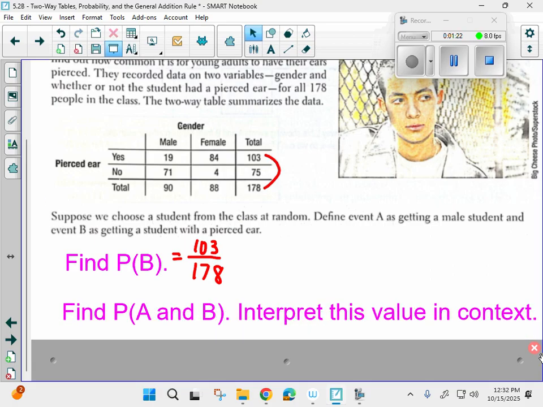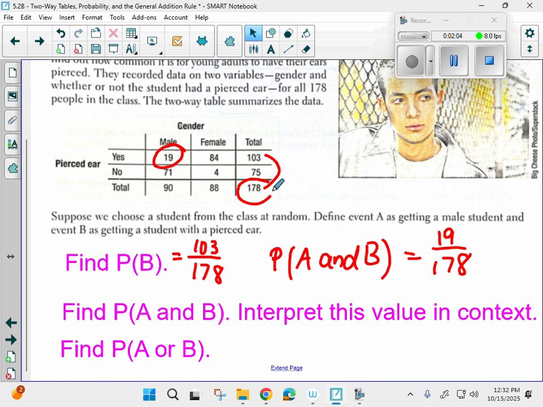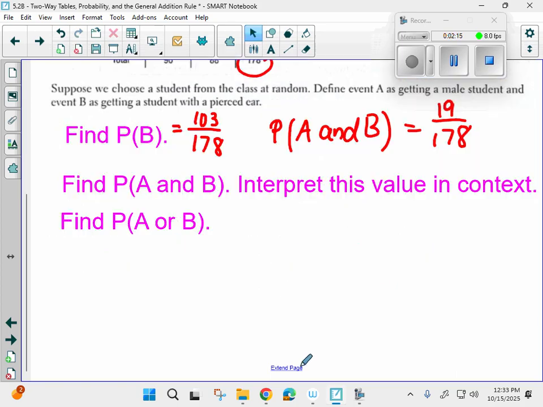All right, find the probability of A and B. This would be the probability of A, which is male, and B, which is a student with a pierced ear. Male and pierced ear at the same time. And means occurring at the same time. Raise your hand if you can tell me what you think that fraction is. Clinton, what do you think? 19 over 178. So out of everyone, there are 19 males with pierced ears. That would be the probability of getting both male and pierced ears at the same time out of everyone. Interpret this value: both males with pierced ears.